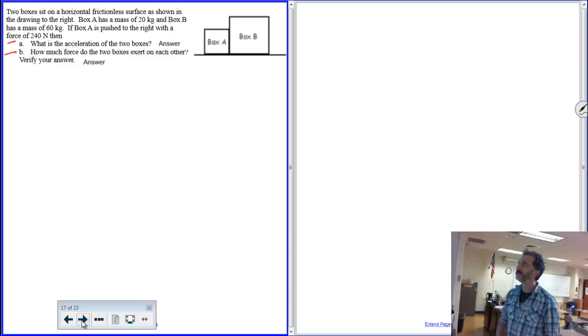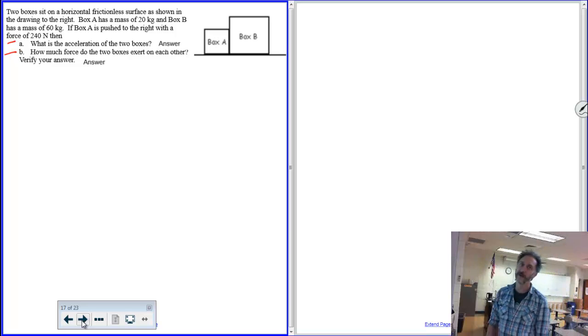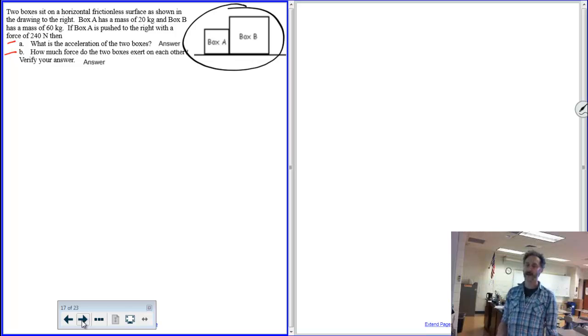All right, so here is the deal. We're going to end up making three free body diagrams, all right? And those three free body diagrams are going to be for different systems. We're going to make one free body diagram for the system that includes both boxes, okay? We're also going to make a free body diagram for the system that's just box A by itself, and then another free body diagram for the system that's just box B by itself, okay?